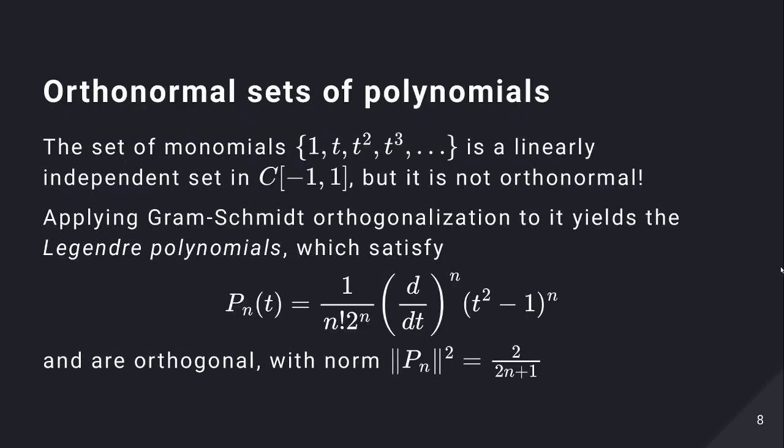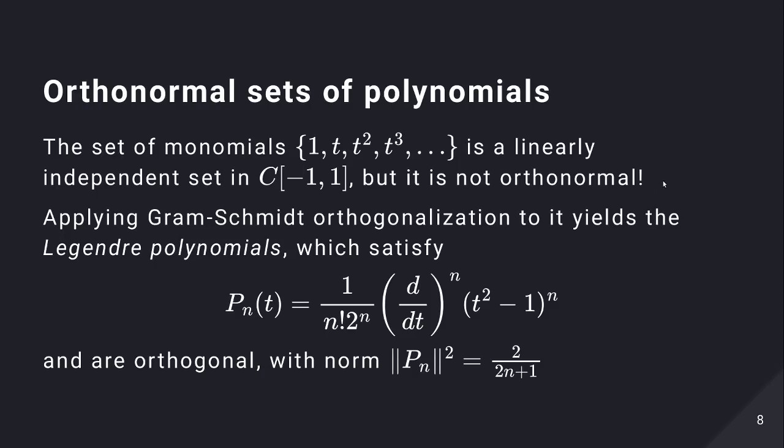Another interesting example, and very relevant actually for both numerical analysis and PDEs, is trying to find orthonormal sets of polynomials. So it's fairly easy to show that the set of monomials, so 1, t, t squared, t cubed, etc., is a linearly independent set in the functions that are continuous on the interval -1 to 1. But it's actually not orthonormal. And actually, even worse, numerically, it's very ill-conditioned.